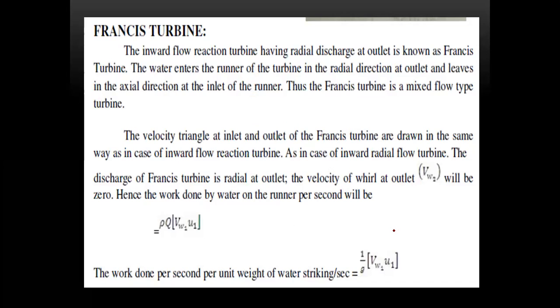Now we are going into the next concept, the Francis turbine. The inward flow reaction turbine having a radial discharge at the outlet. Simply, the inward flow reaction turbine having radial discharge. The outlet discharge is radial. That type of turbine is known as a Francis turbine. The water enters the runner of the turbine in the radial direction and leaves in the axial direction at the outlet of the runner. Thus, the Francis turbine is a mixed flow turbine.